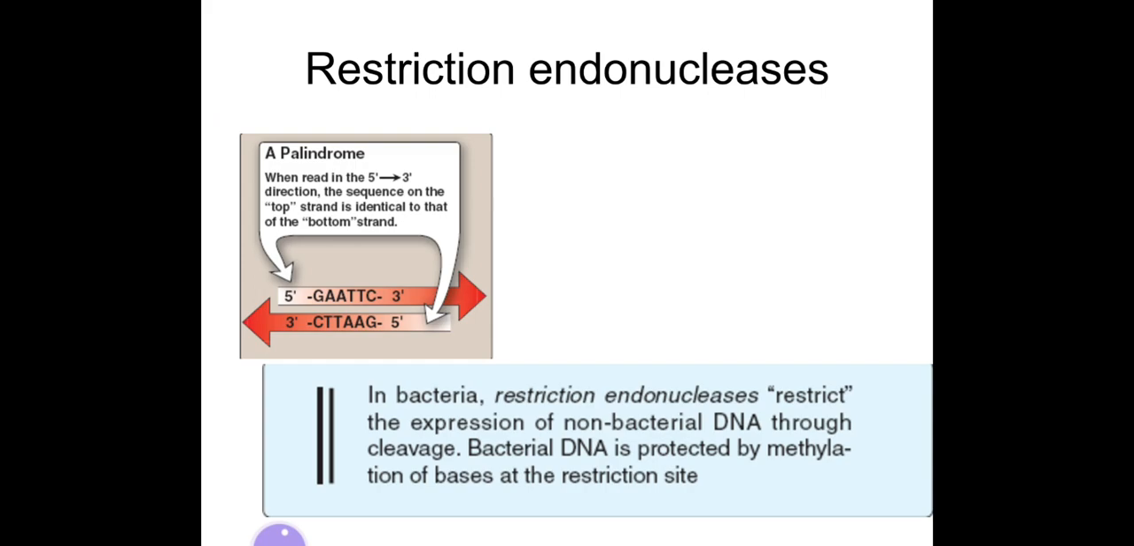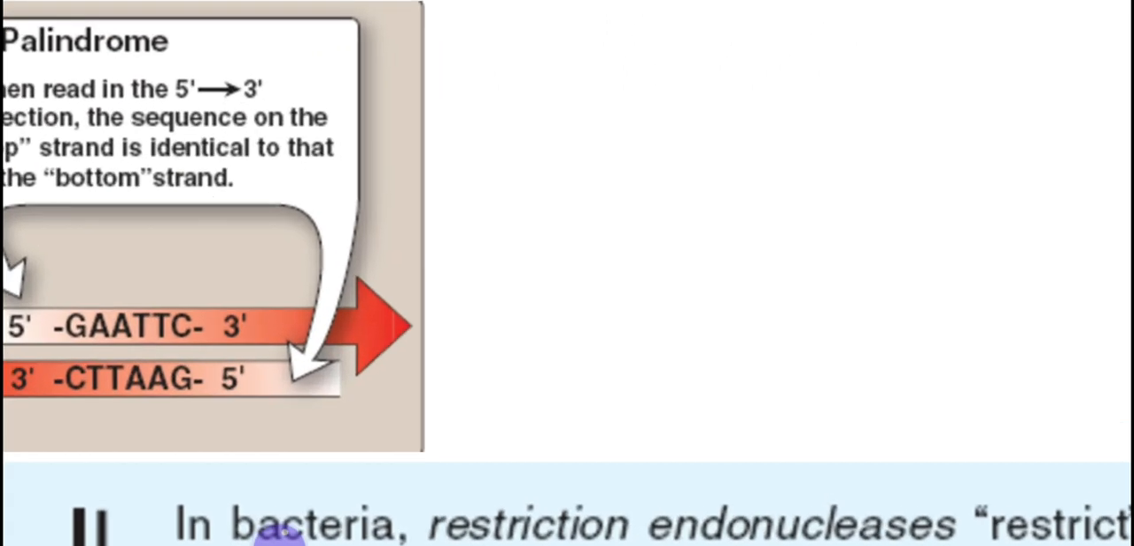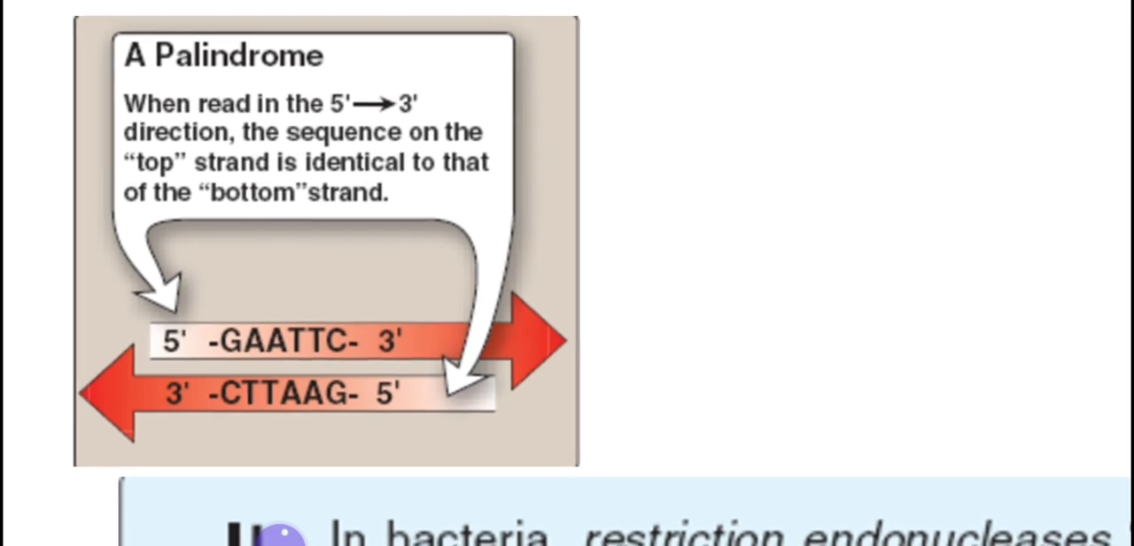Palindromic sequence means this is an example of palindromic sequence. This one, when read in the 5' to 3' direction, the top strand, and when read in the bottom strand, again from 5' to 3', their sequence is identical.